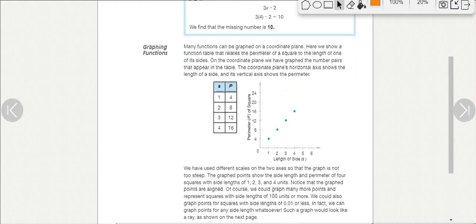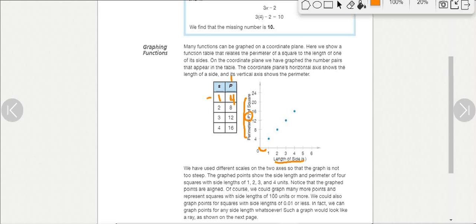You can also graph these with a t-chart. S is 1, P is 4. This is showing the perimeter of a square's relation to each side length. So you graph according to the labels. Looks like horizontally, on the x-axis, we're following the length of the side. So the first length was 1. You go 1 over, and then to decide how far up, you look at P.